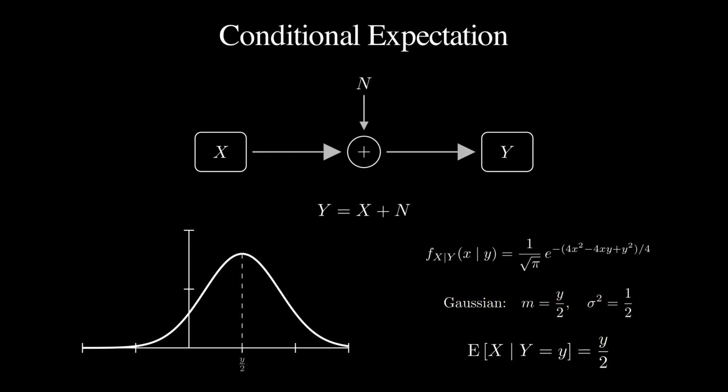The minimum mean square error estimate is the mean of that slice. The estimate of X is y over 2. Split the difference between the received value and the 0 mean prior. That estimator, a conditional expectation, is the workhorse of communication and control.